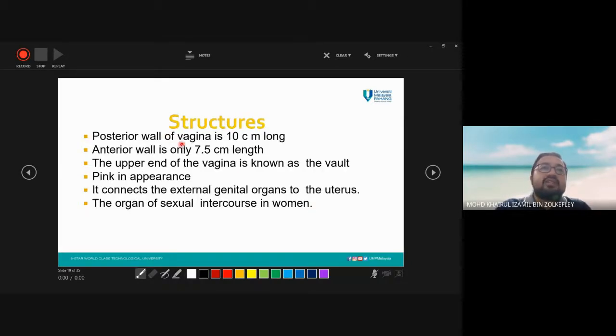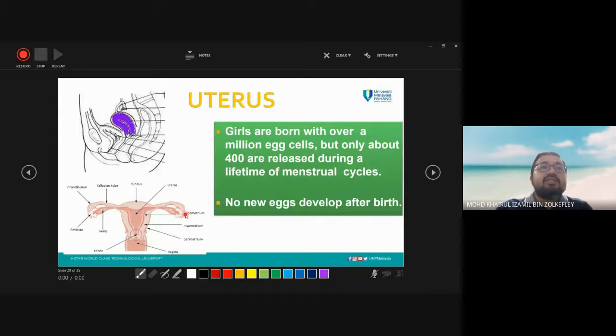Okay, so vagina structures. Posterior wall of vagina is 10 cm long, while anterior wall is only 7.5 cm length. The upper end of the vagina is known as the vulva. It is pink in appearance. It connects the external genital organs to the uterus, the organ of sexual intercourse in women. Okay, so ini adalah tadi kita dah tahu vagina, yang ini adalah pula uterus. Okay, ini daripada front view uterus.